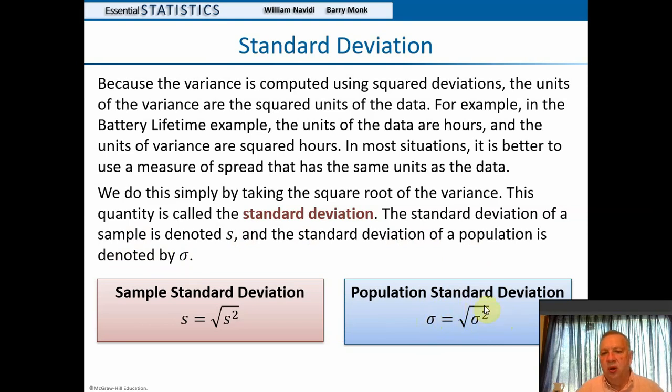And we'll work on how to do this with a calculator in class, in lab. So for the sample standard deviation, s, take the square root of s squared, the sample variance. And if I'm given the sample standard deviation and I need the variance, I just square that number and that would give me the variance.